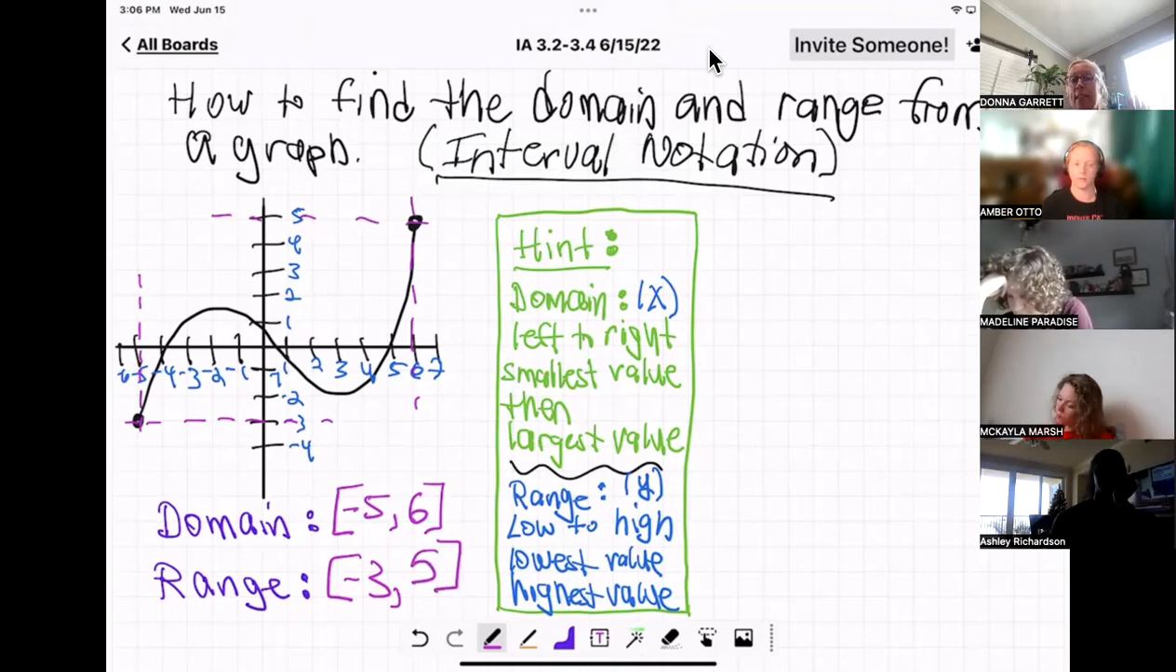And if you do domain and range like that all the time, you'll be fine. So domain, left to right, lowest to highest X. Range, low to high, smallest to highest Y. All right, let's do another one.